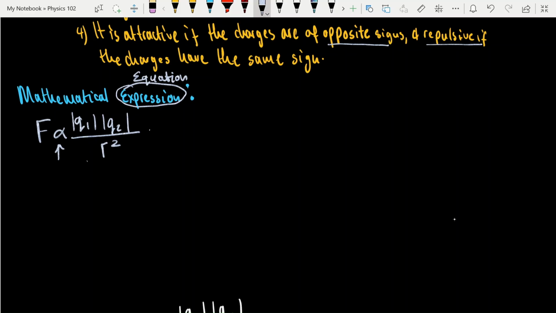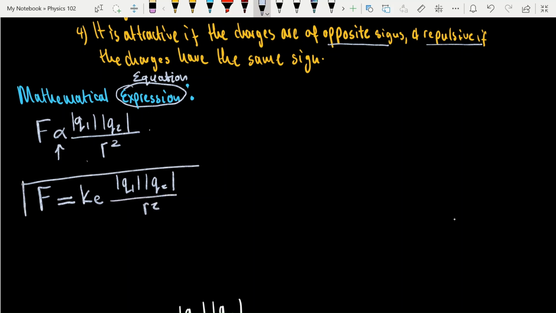You multiply the right hand side by a constant. So in this case, we want to remove this proportionality sign and put an equal sign. Once you want to change to an equal sign, you multiply the right by a constant, something that has a value that never changes. So it'll be Ke multiplying Q1 times Q2 all over r squared, and this is the force.